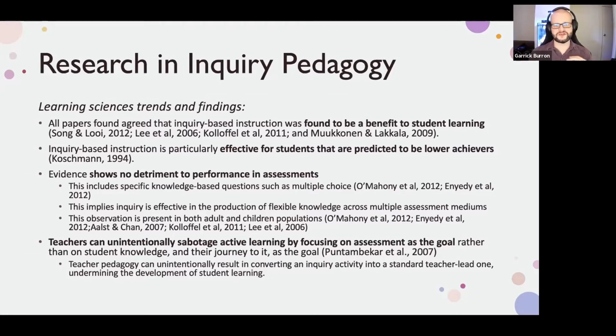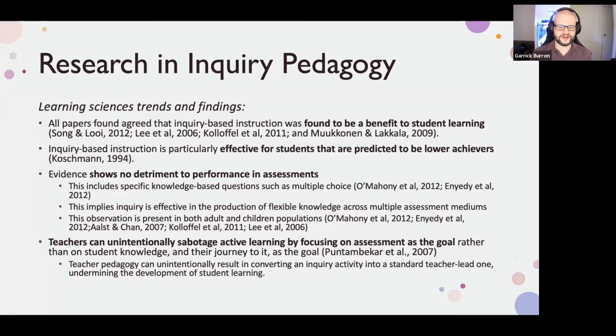And for those of us who have to deal with standardized assessments, the evidence shows no detriment to performance on the assessments, which includes the more traditional style of assessments, such as multiple choice. It does imply that inquiry tends to produce more flexible understanding in the students. So rather than having specific knowledge requirements, they have a much broader understanding of the topic. And so they're much more able to make decisions about assessments that otherwise they might find difficult.